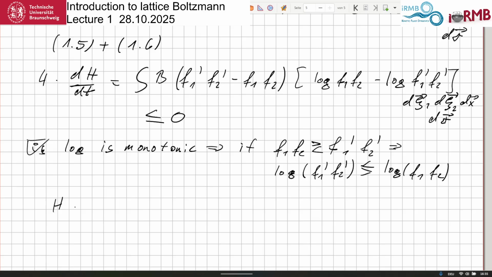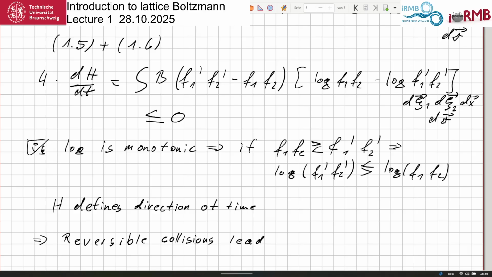And as I said, that η defines the direction of time. What I find absolutely fascinating is that the assumption we used to prove this is that the collision itself is reversible. This was the assumption that led to this. So reversible collisions lead to irreversibility of the universe.